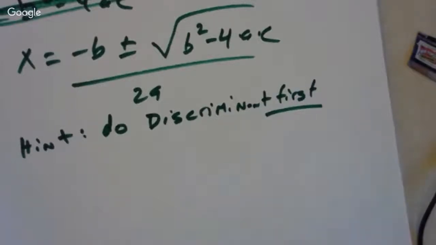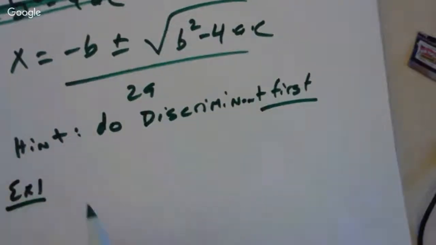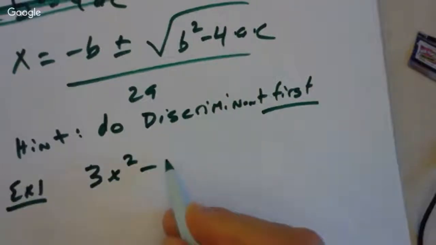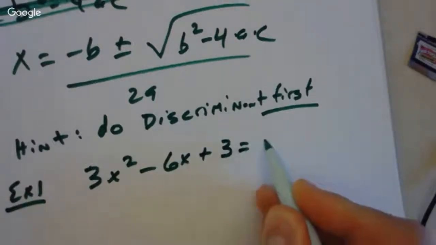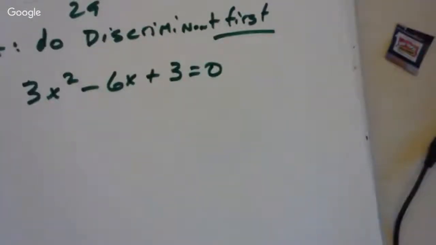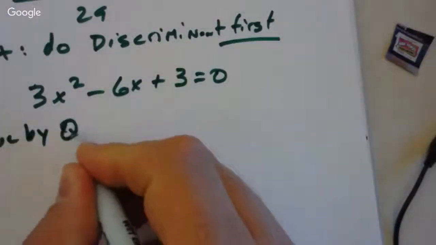All right, here we go. What do we got? Do the discriminant first. Easy one or hard? Let's take a look at example numero uno. Let's go for 3x squared minus 6x plus 3 is exactly equal to 0. I'm going to ignore the fact real quick that I could divide everything by 3. The first thing I should do, and here's the direction: solve by quadratic formula.